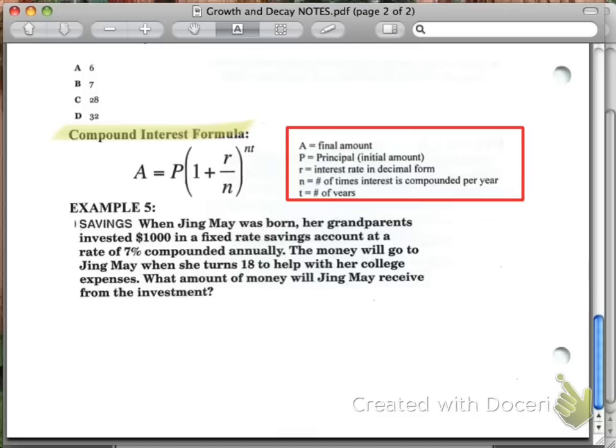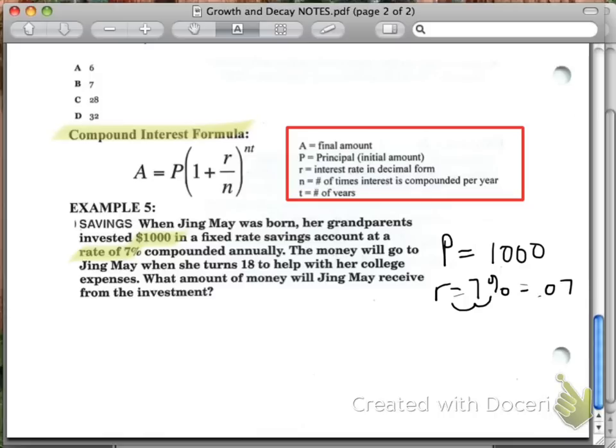Got a lot of information, so let's go ahead and highlight as we go. It says, when Jingmei was born, her grandparents invested $1,000. So what do you think $1,000 is? Well, it's the investment, so it's the initial amount, so that's our P. It was in a fixed rate savings account at a rate of 7%. That's pretty simple. It tells you what the rate is. So we know that r is equal to 7%. If we change this to decimal form and move this 2 spots to the left, it equals 0.07.